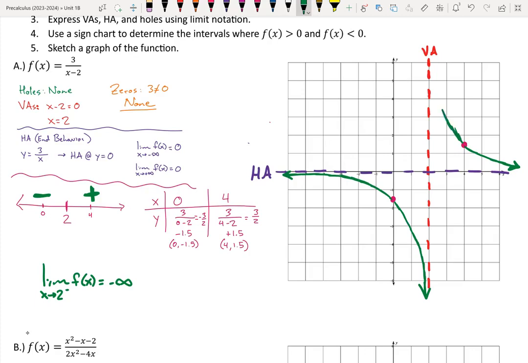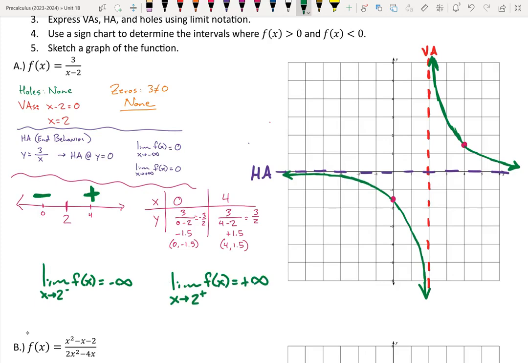So, there we go. That is our graph. And again, we can write that limit statement. The limit as x approaches 2 from the right of our function is equal to positive infinity. All right, so there is a sketch. Go ahead and make sure you have that.